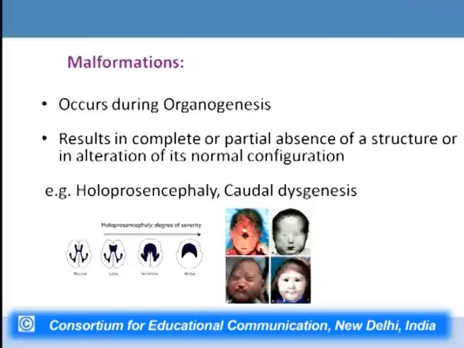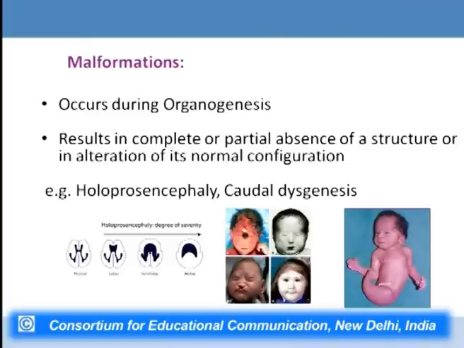Now, another example is caudal dysgenesis, wherein normal gastrulation does not take place in the caudal part, and the individual born has defects in the regions of the limbs, and mostly these individuals do not survive. So, this is an example of caudal dysgenesis, where the lower part of the organism is not properly developed, and most of the time these individuals cannot survive.